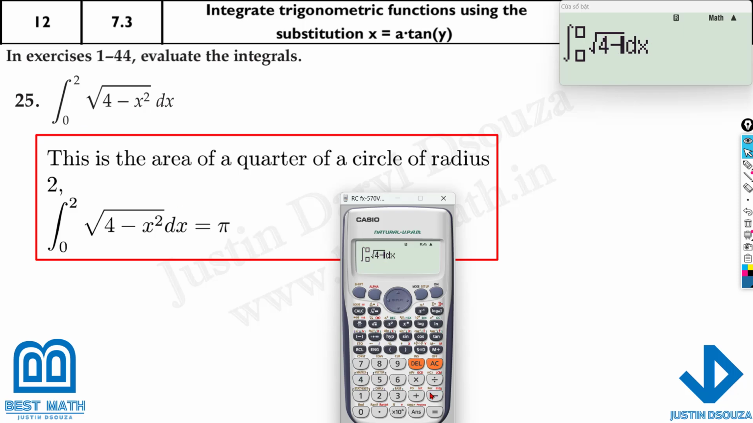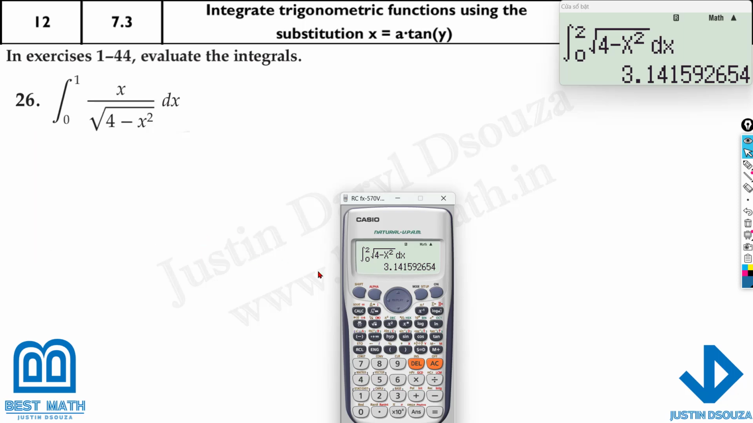It is 4 minus x squared, and then we have the limits from 0 to 2. Now it's in radian mode, so my calculator is already in radian mode. If it is not, you need to press shift mode and then 4. It takes some time. See, pi is 3.14159, so I directly got the value. And one more thing, it might take 30 seconds, more than that as well, so be patient with this.